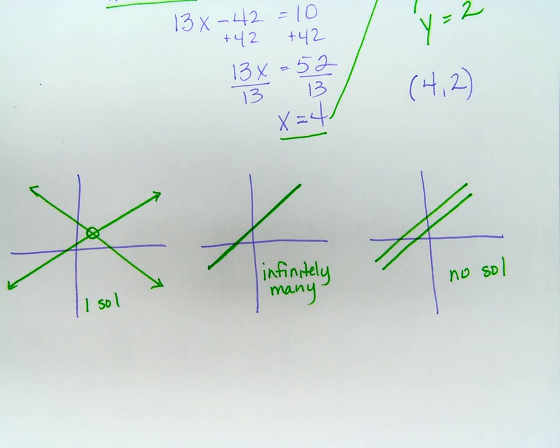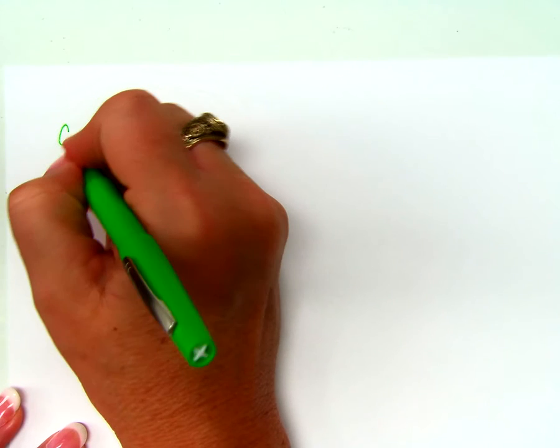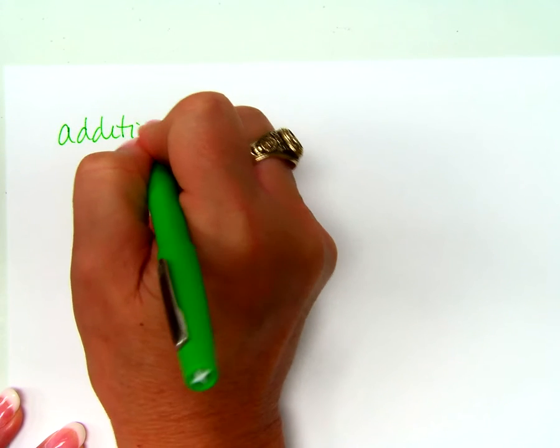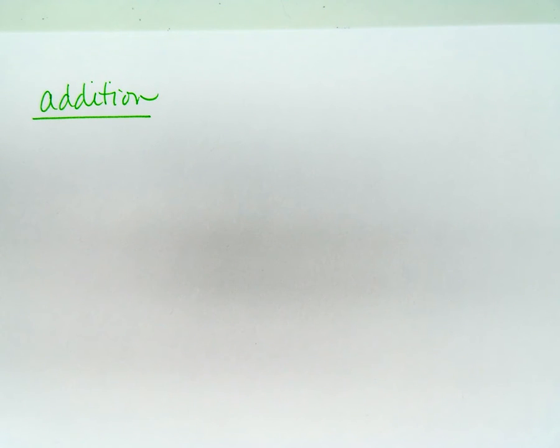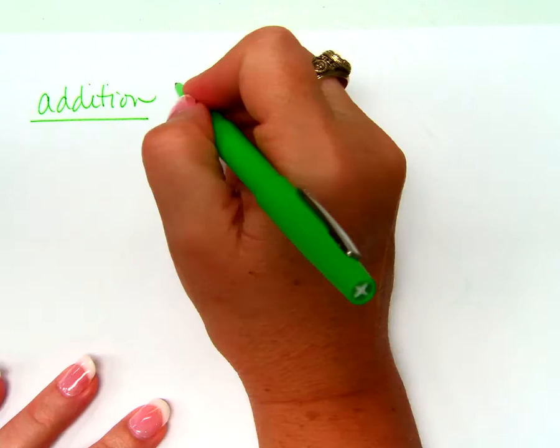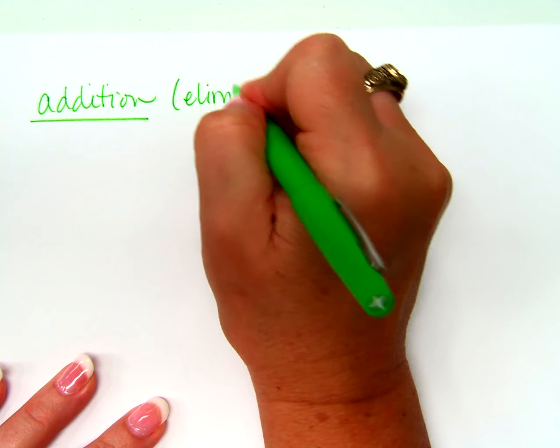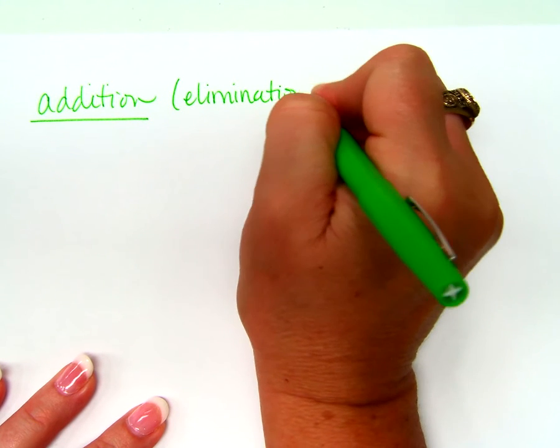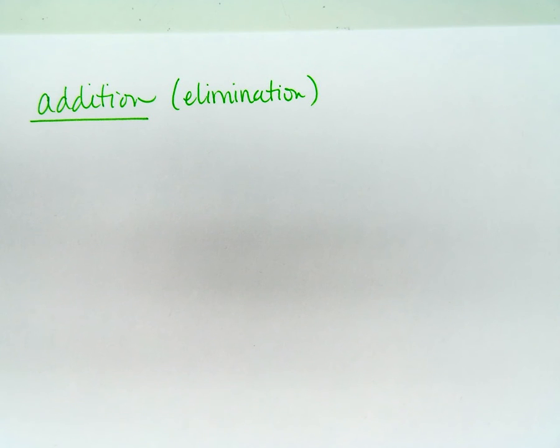You need to be able to know how to do that. It also asks you to solve with the addition method. Did we ever talk about the addition method in Algebra 2? No, we did not. We called it elimination. It's exactly the same thing. It's just called something different. Okay?